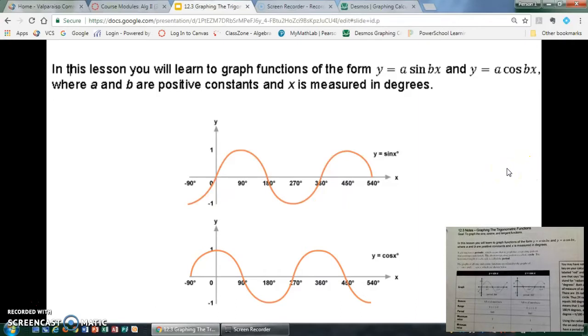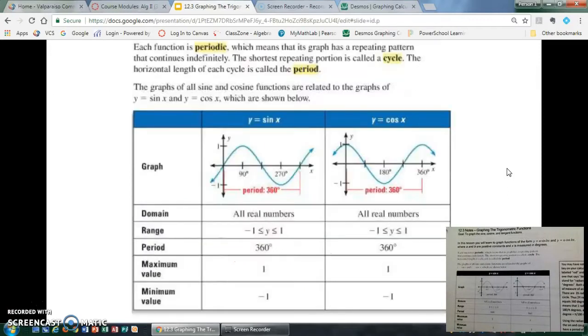So the sine graph and the cosine graph look very similar. We both see that they have ups and downs, a maximum value of 1, minimum of -1. It looks like one is shifted over from the other, and we'll find out a little bit more about those.